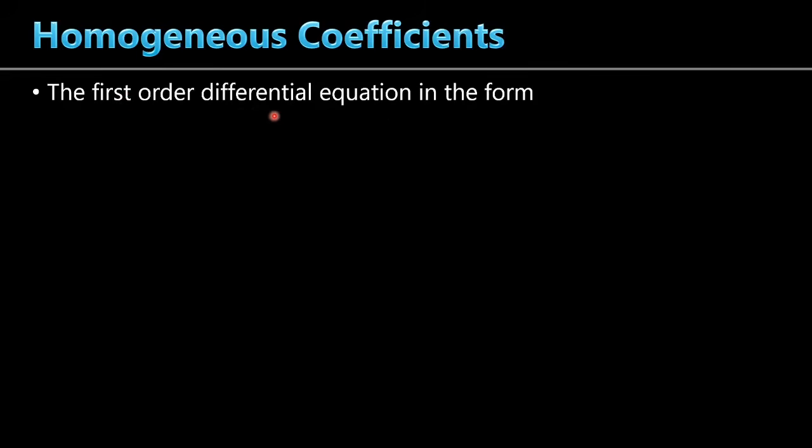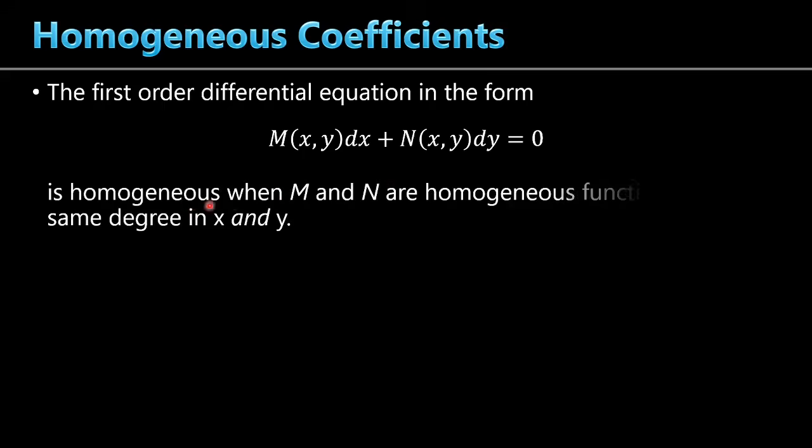The first-order differential equation in the form M(x,y) dx plus N(x,y) dy equals 0. We may recall that this is called the differential form of a first-order differential equation. This differential equation is said to be homogeneous when M, the coefficient of dx, and N, the coefficient of dy, are both homogeneous functions of the same degree in x and in y.